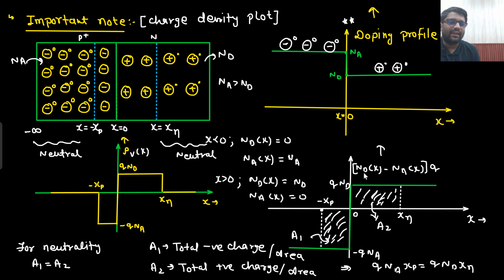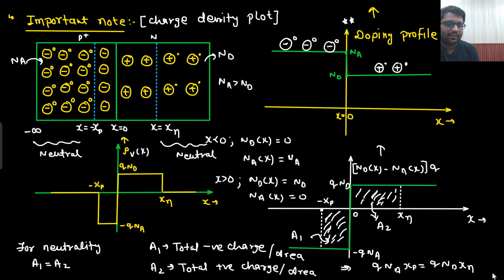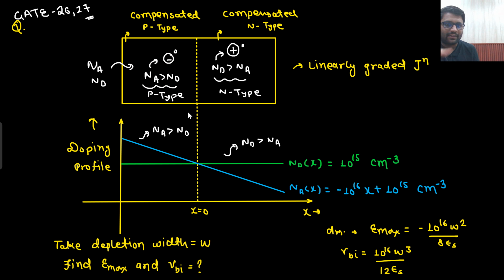Like in the examination, if the Nd minus Na plot is given, then you will be very happy because you will not have to do this process now. Now, what is given? Doping profile is given. That for x less than 0, this is how we are doping, and for x greater than 0, this is how we are doping. It might happen that in the examination, they don't even give you this graph. They can simply write down that for x less than 0, this waveform would be there, and for x greater than 0, this waveform would be there.